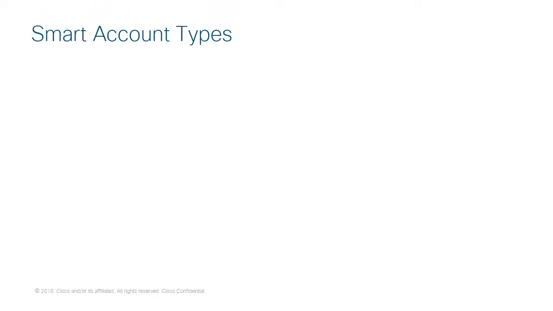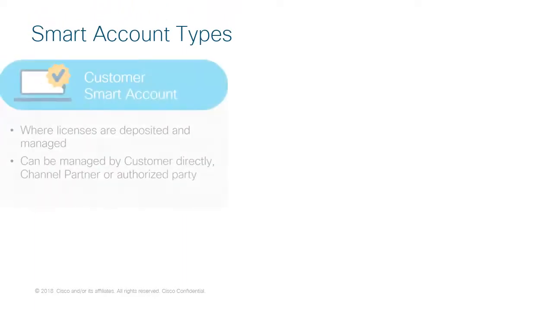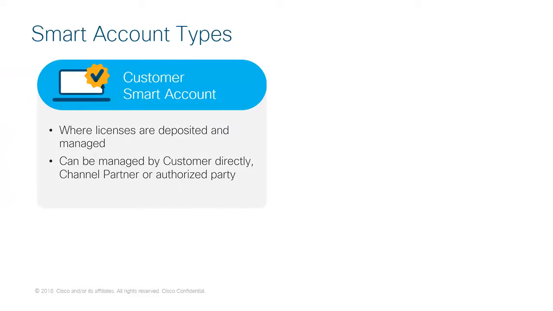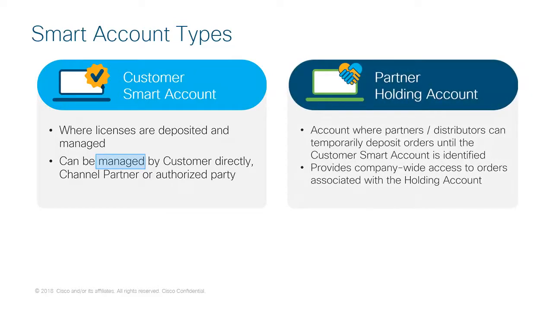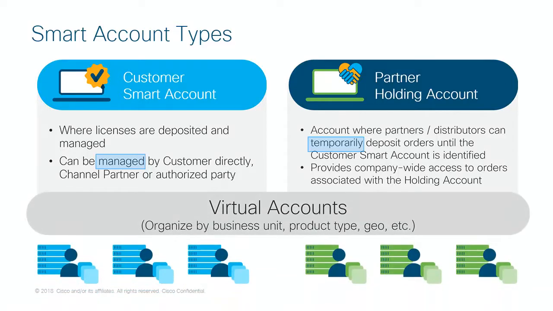There are two types of Smart Accounts, a customer Smart Account and a partner holding account. A customer Smart Account is where licenses are stored and organized for a customer to access, activate, and manage. A partner holding account is used by a partner or distributor to temporarily store an order until the customer Smart Account is known. Partners who consume licenses for their own use will also need a customer Smart Account in addition to their partner holding account. It is important to remember that licenses can only be consumed in a customer Smart Account, not in a partner holding account. Both the customer Smart Account and partner holding accounts can also have virtual accounts. Virtual accounts act as subfolders within a Smart Account to organize licenses and users within the account.